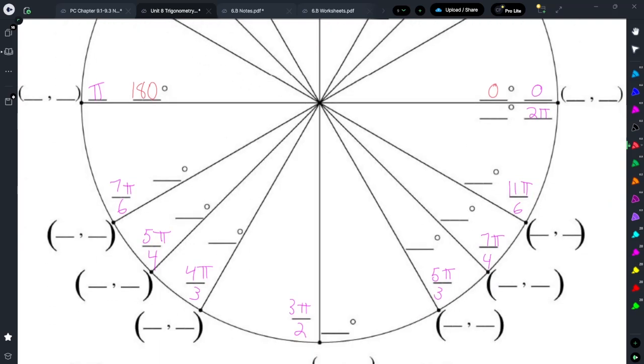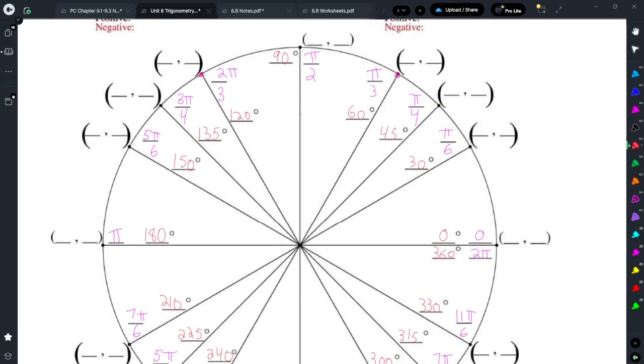All right, so 180, add 30, 210, add 15, 225, add 15 again is 240, and then add 30 is 270. All right, add 30 is 300, add 15 is 315, add another 15 is 330, add another 30 is 360. So that's one strategy. Another strategy is to do all the families at once. Like you could do the quadrantal angles and then do all the pi over 6 or 30-degree family.